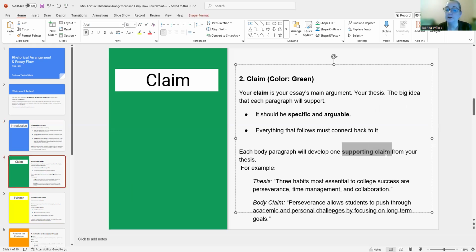So then you're going to discuss your claims and your supporting claims. Your main claim, first of all, is your thesis statement. Your supporting claims are your topic sentences. So each body paragraph will have a supporting claim. That is where you list responsibility is one of the academic habits. Collaboration is one of the habits. Open-mindedness is one of the habits, or whichever 3 habits you laid out in your thesis statements. Those are going to be your supporting claims. Then they're going to be the first sentence in each of your body paragraphs.